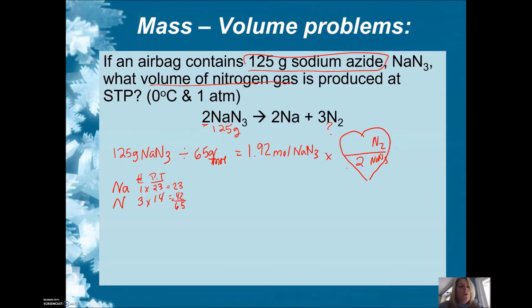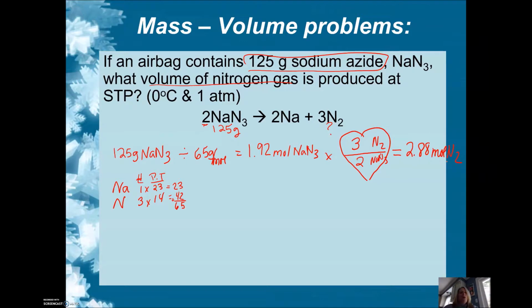So that means I have 2 moles of NaN3. And, oops, this is supposed to be, yeah, that's my N2. That's a 3. So that means I have 3 moles of N2, so 3 moles of N2 per 2 moles of sodium azide, NaN3. So I'm going to take 1.92, multiply that by 3, divide that by 2, and if you do that, you're going to get 2.88, and we are now in moles of N2.